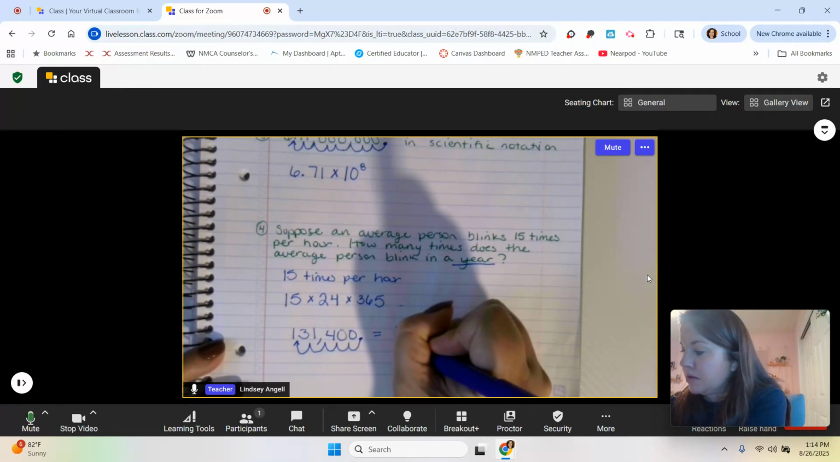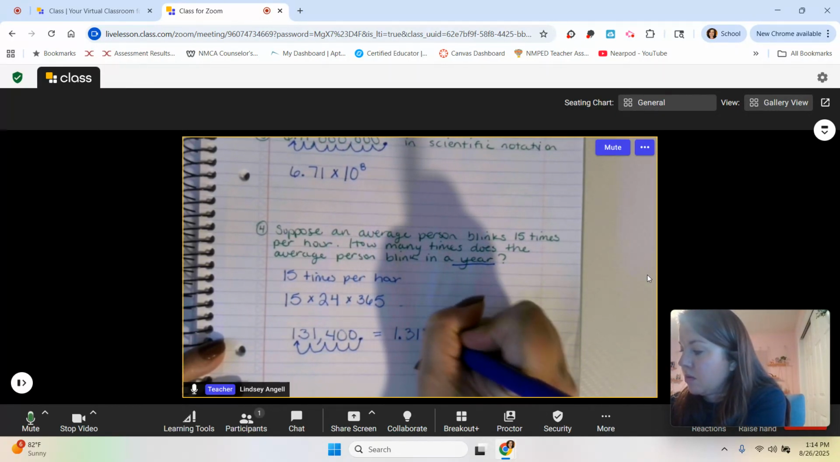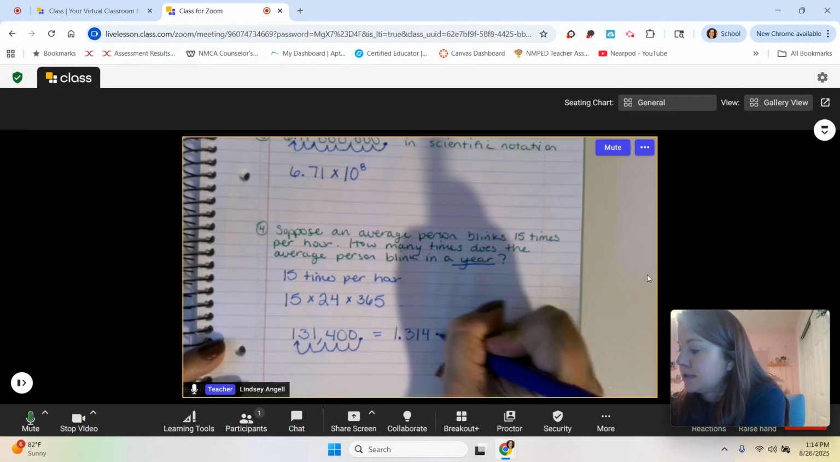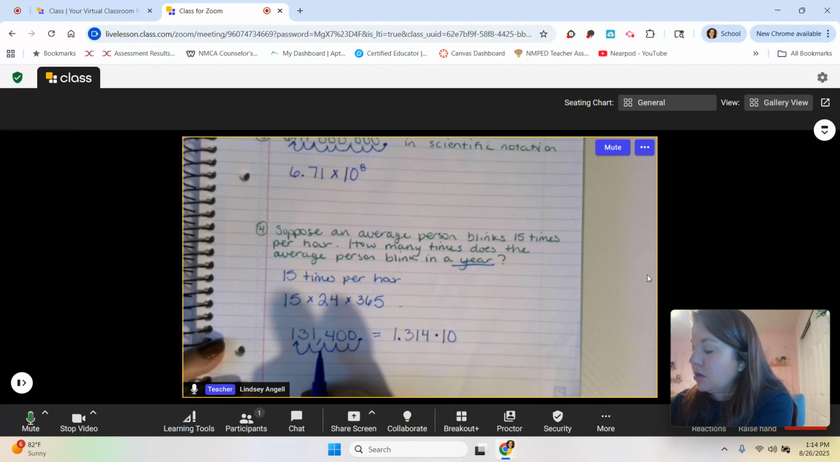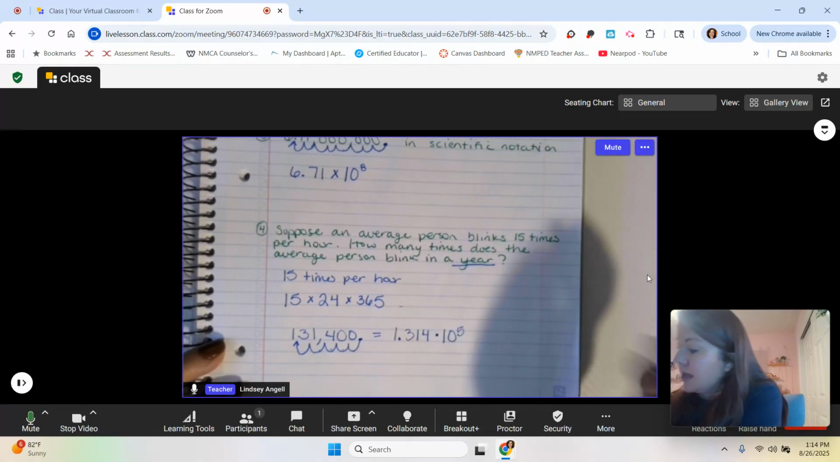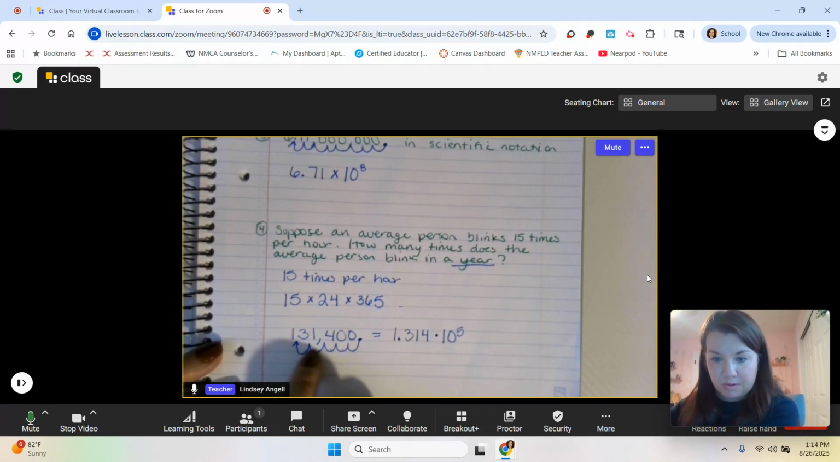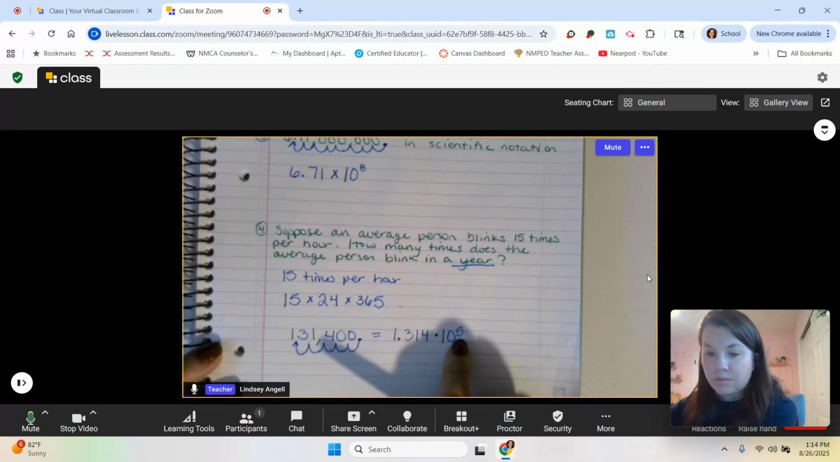So in this case, that would be 1.314. Remember, it is always times 10. And then this is determined by how many times I move my decimal. 1, 2, 3, 4, 5. Okay, and being that it was a bigger number, right? It wasn't like already way off into the decimals. So that's another way that you can understand that the exponent is going to be positive. Okay?